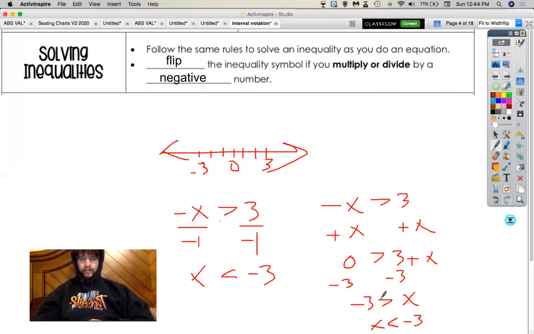So either way, whenever you're dealing with negative signs and inequalities, multiplying and dividing, just make sure you flip your symbol. Make sure you flip the inequality symbol and you're good to go.